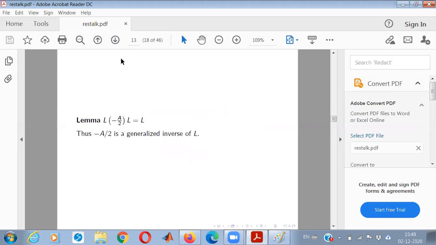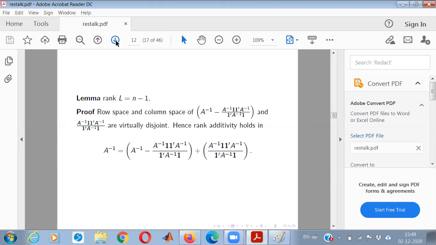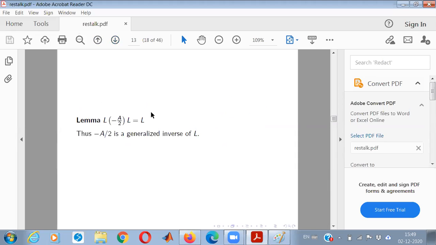Okay. One more thing that comes, and I want to spend some time because I have not explained this before, I think, in my talk somewhat in detail, that generalized inverse naturally comes into the picture. Because if you look at this formula, the way we have defined the Laplacian, if you just work on that formula, you get this identity. Very easily you get this identity. And so minus A upon 2 is a generalized inverse of L. And this has a very important implication, or it's a very useful fact.